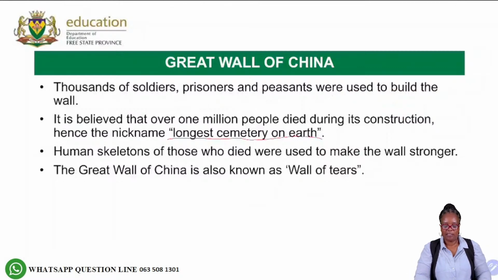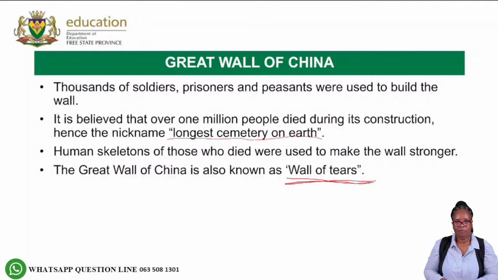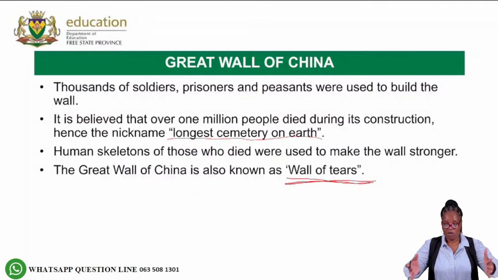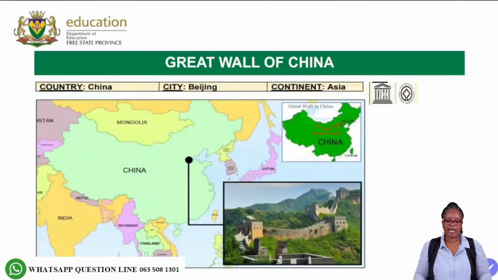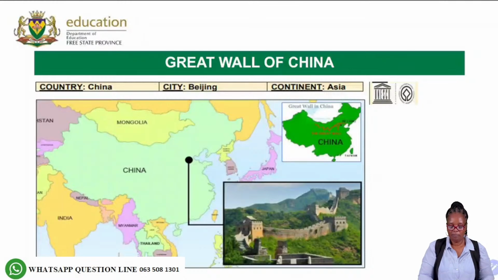It is also known as the Wall of Tears. You can just imagine if over 1 million people died and they are not buried in dignity in some grave somewhere, but they are buried just there. They are used as structures, as material. That's why it was known as the Wall of Tears. Here it is. Look at the wall. It goes up. Remember I said that it was for protection.